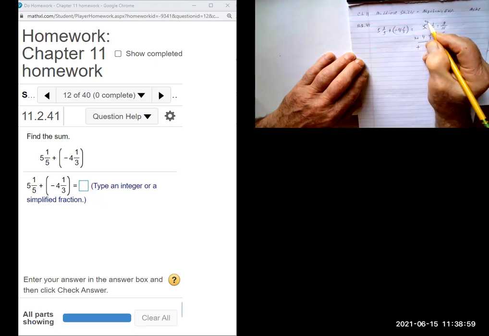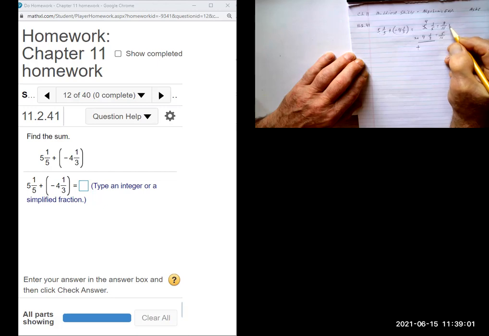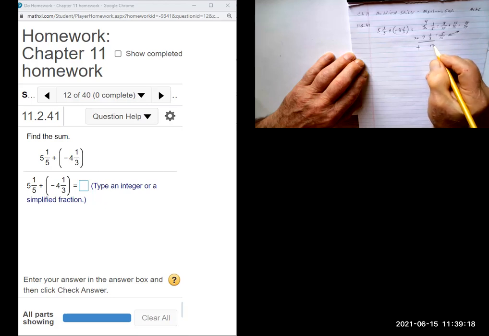So I borrow, make this a 4. And what I borrowed is a 1 written as 15 over 15. And that 1, when added to the 3/15, is 18/15. I'm now able to subtract the fractions. 5/15 from 18/15 is going to be 13/15. I'm going to come back and subtract the whole numbers, but 4 from 4 is 0. So the answer is a positive 13/15.